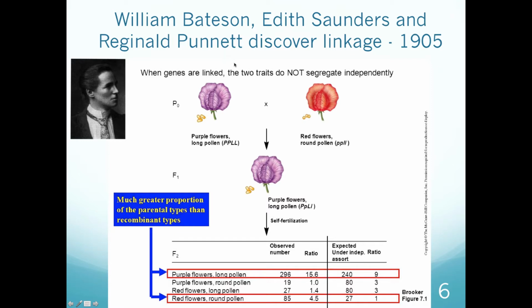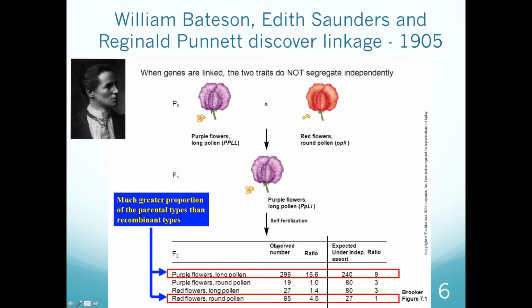And they did this cross between a pure breeding strain that had purple flowers and long pollen and a pure breeding strain that had red flowers and round pollen. And they crossed them together to create F1 hybrids, and then they allowed them to create F2 hybrids.